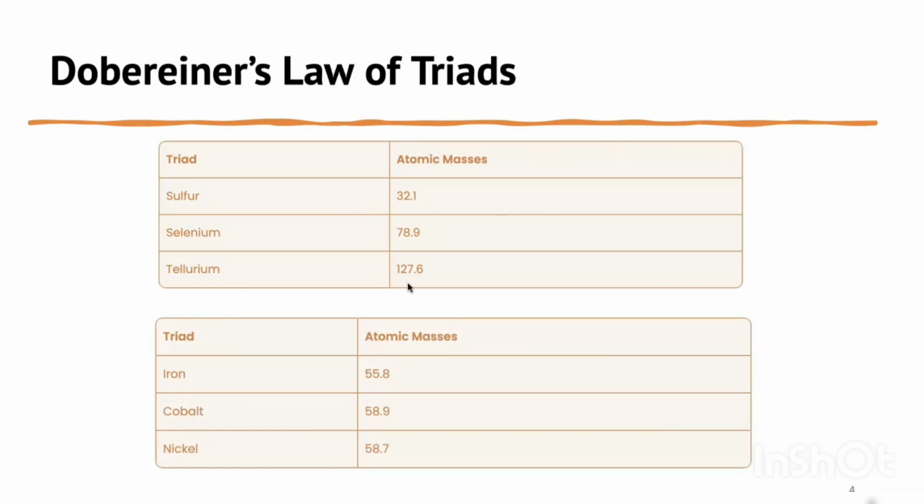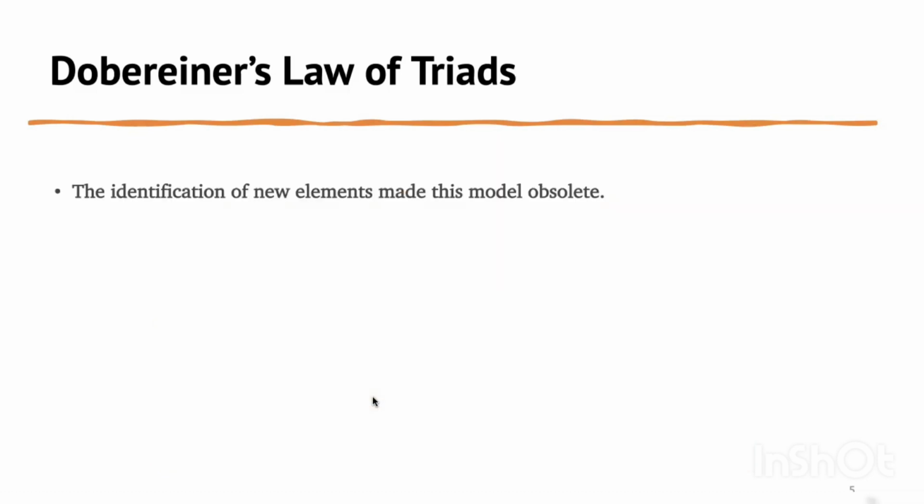In all these cases, the atomic mass of the middle element is approximately equal to the average of the atomic masses of the other two elements. This is followed in all the cases. Now, what are the flaws or demerits of Dobereiner's law of triads? The identification of new elements made this model obsolete. That is, by the identification of new elements, this model proved wrong.